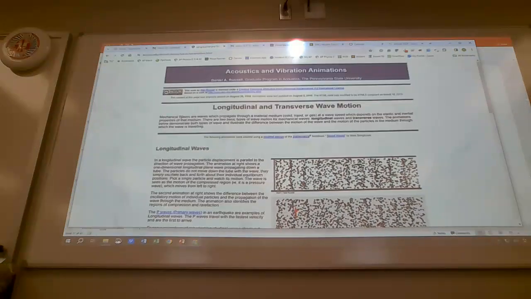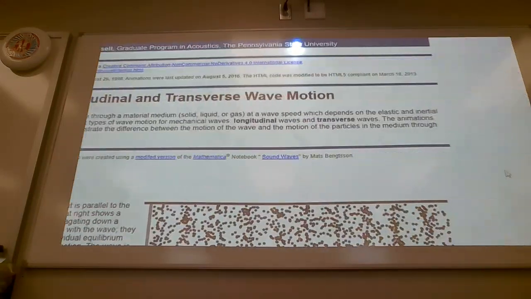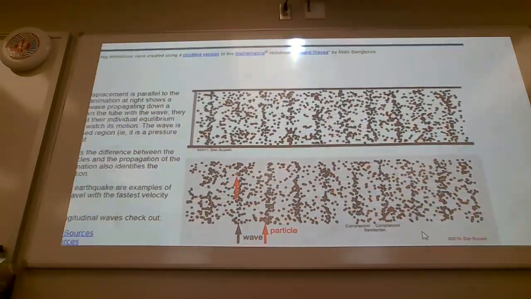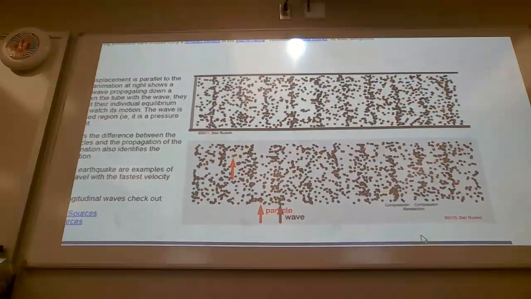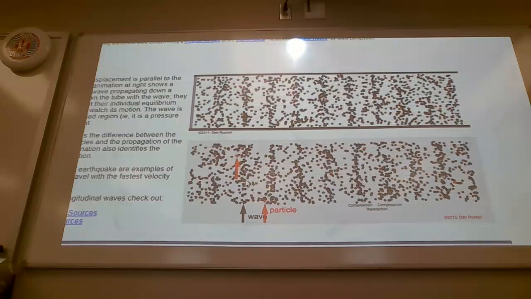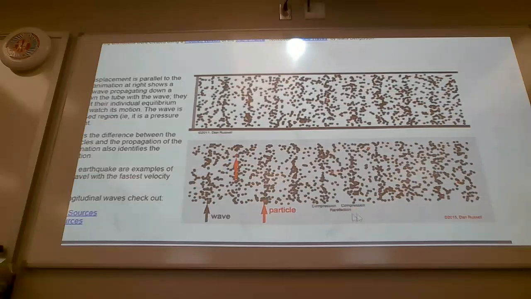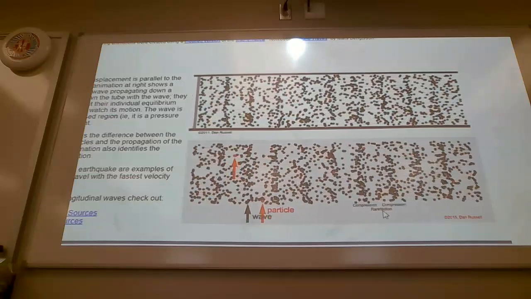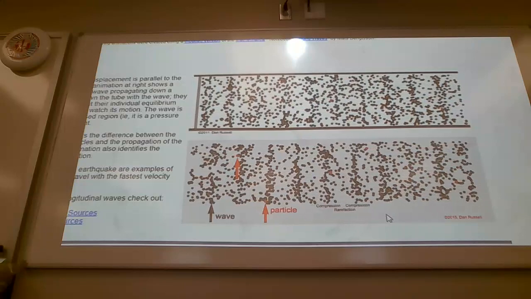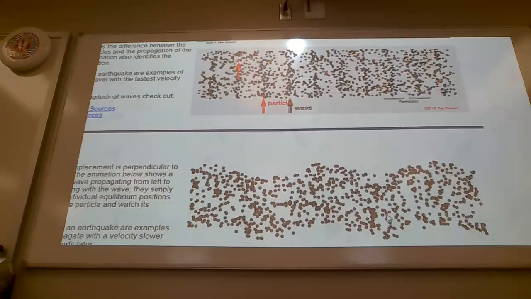Here's a longitudinal wave. This is where I stole this animation from. Here you can see the red dot, and they have compression and rarefaction labeled here. This would be a transverse wave.